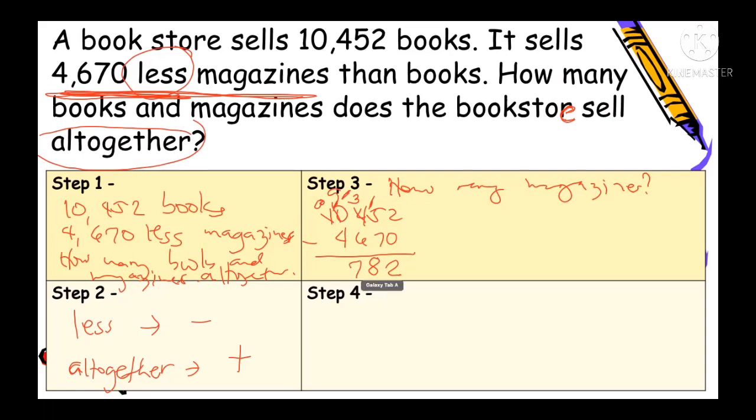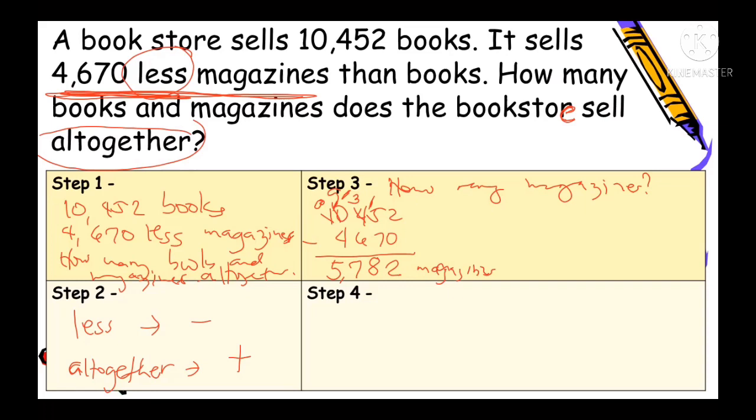9 minus 4. 9 minus 4 is 5. Okay? So this one, 5,782 are the magazines. Okay? These are the magazines. So after knowing the number of magazines, we can now add the number of magazines and the number of books. That will be our final question. How many books and magazines altogether?